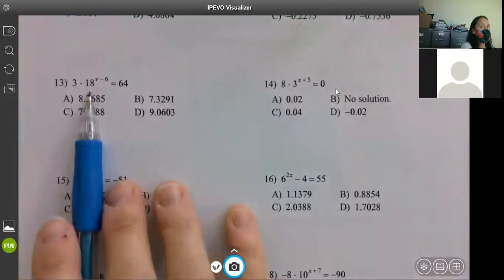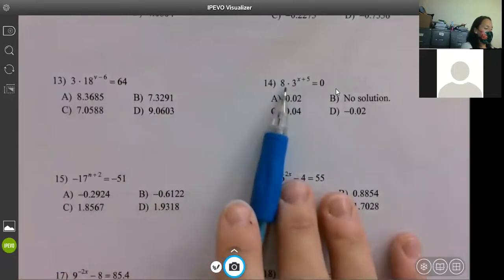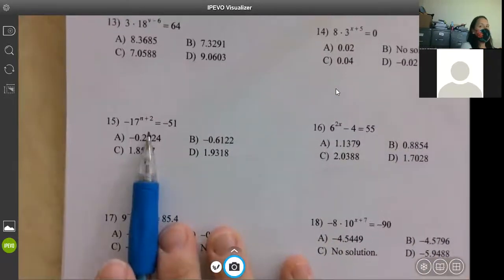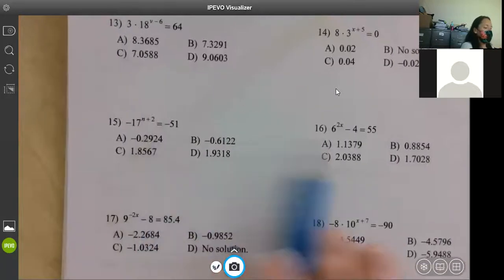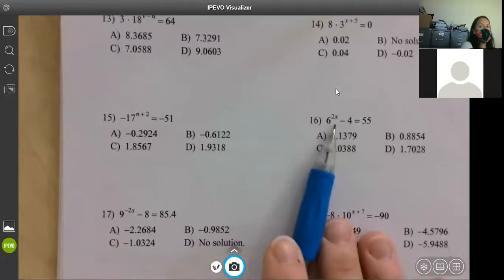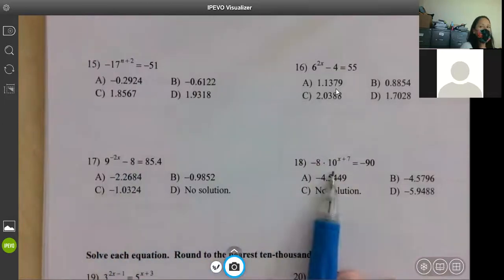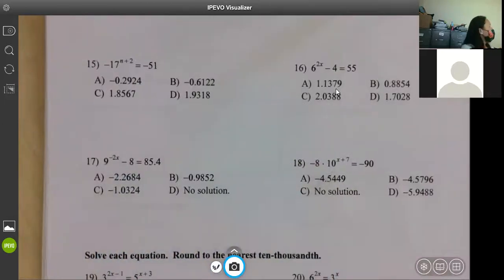Same thing on this one. What do I gotta do? Divide by 3. This one? Divide by 8. What about this one? Divide by negative 1. I can divide by -1, and that would be fine. Do you have to? No, you don't have to. What about this one? Add 4. What about this one? What about this one? Divide by -8. Is everybody good? So do those steps before you log left, right, middle.